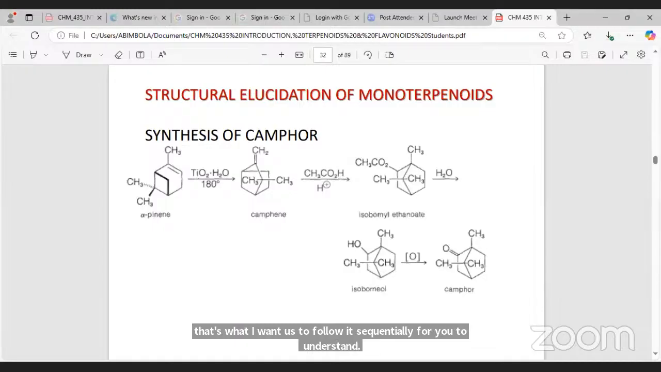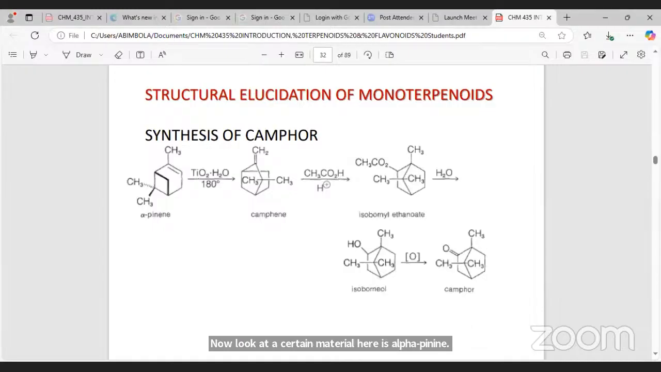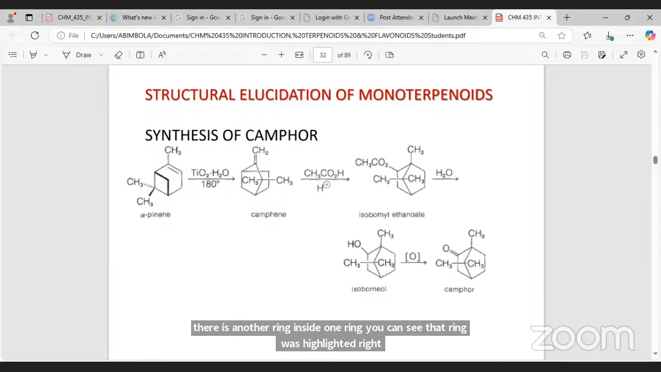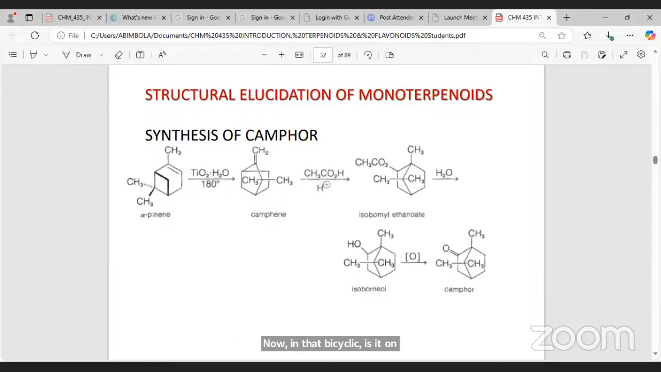My question: alpha pinene, is it a mono or bicyclic monoterpene? Anybody can answer. Bicyclic. Bicyclic, because there is another ring inside one ring. You can see that ring was highlighted, right? Now, in that bicyclic, is it cis or trans? What are we having, is it cis or trans? Cis. Is it cis?